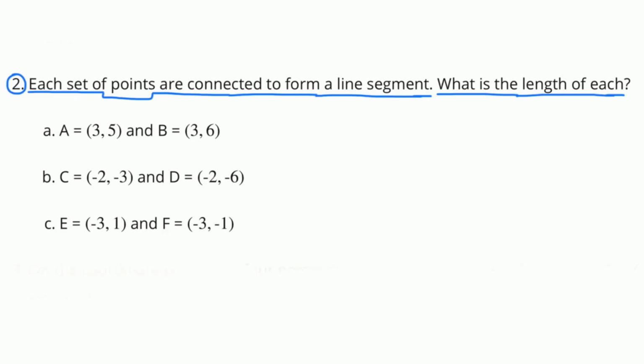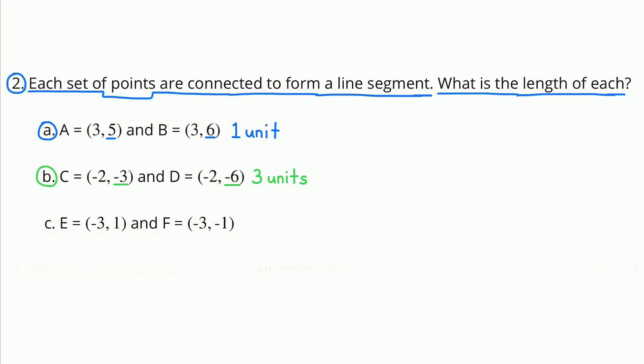Number 2. Each set of points are connected to form a line segment. What is the length of each? A equals coordinates 3 and 5, and B equals coordinates 3 and 6. Well, we notice that the x-coordinate is the same. They're both 3, but the y-coordinate is different. The difference between 5 and 6 is 1, so the line segment is 1 unit in length.